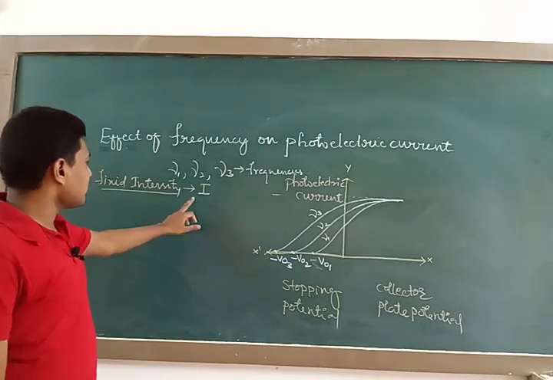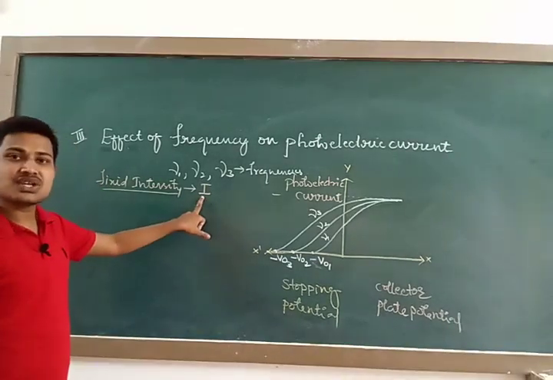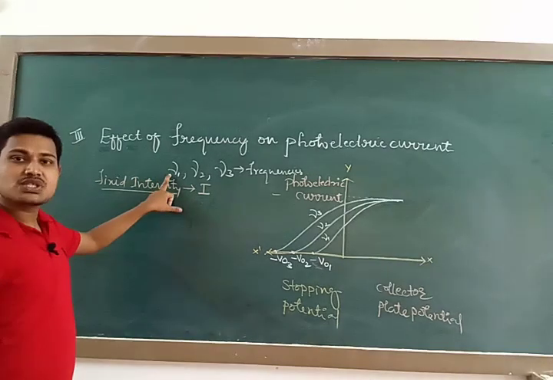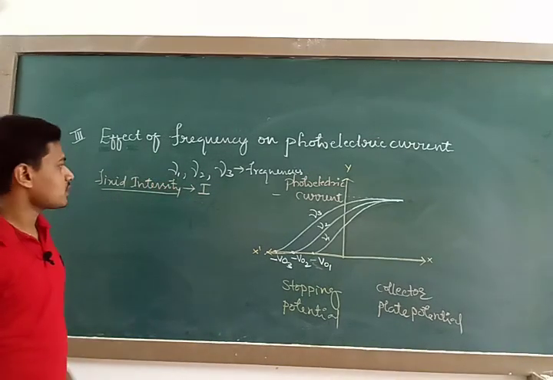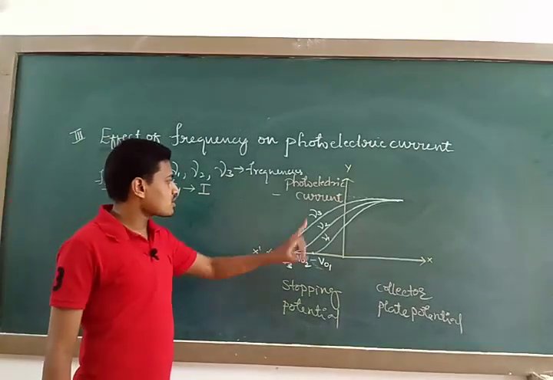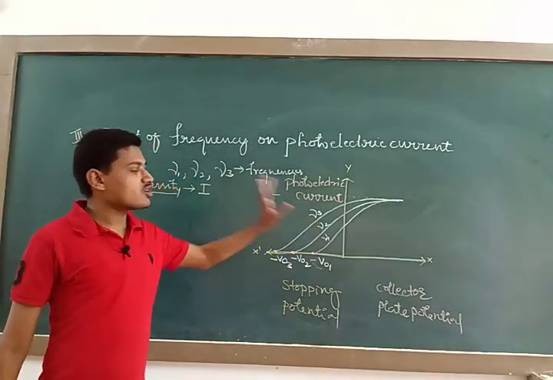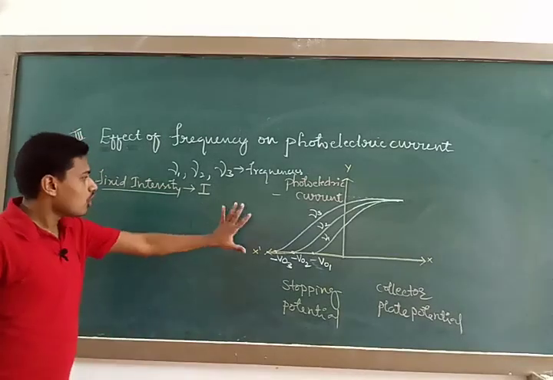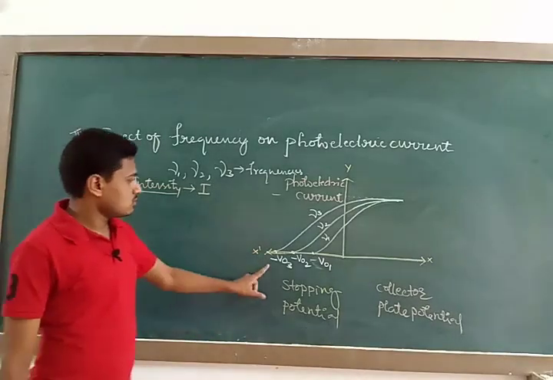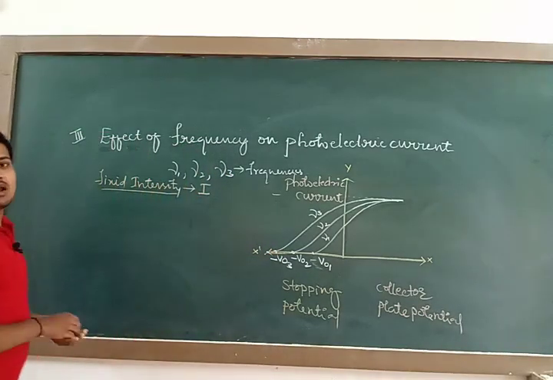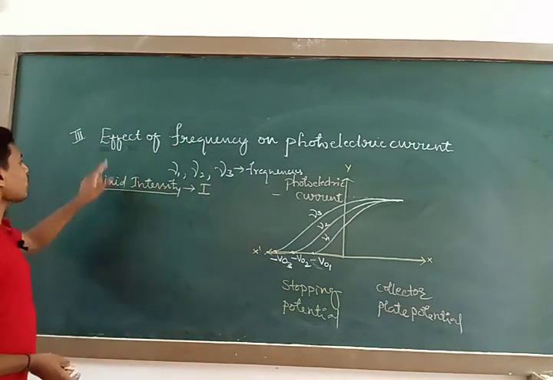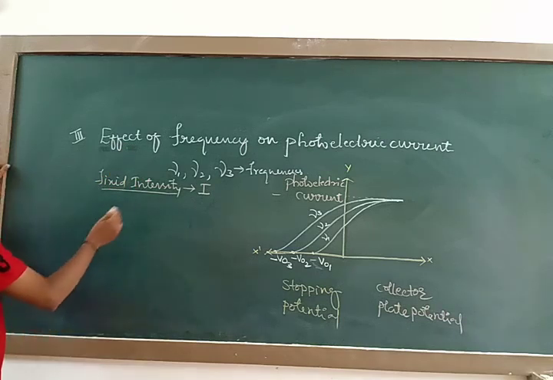So as I illuminate a radiation of fixed intensity I corresponding to the frequency nu1, I am going to establish a relation between the stopping potential and the frequency of the radiation. So how am I going to explain? I have just plotted the graph here. This graph will give the conclusion for the study of the effect of frequency on photoelectric current. So what is the conclusion?